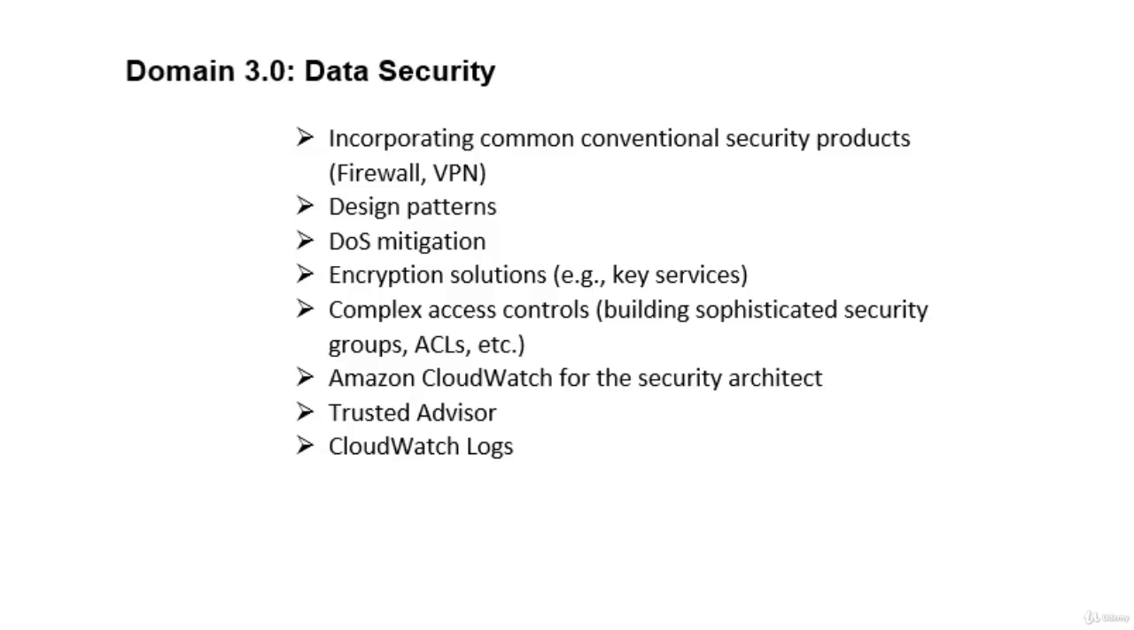In addition to that, we have incorporating common conventional security products like a firewall or VPN. In AWS, we have security groups in place of a firewall. We can just edit the security group, and that is just like a firewall. And apart from that, VPN. If you want to connect our on-premise with the AWS cloud infrastructure, we can create a VPN connection, and that will require a customer gateway. We can do that in the VPC console in AWS.